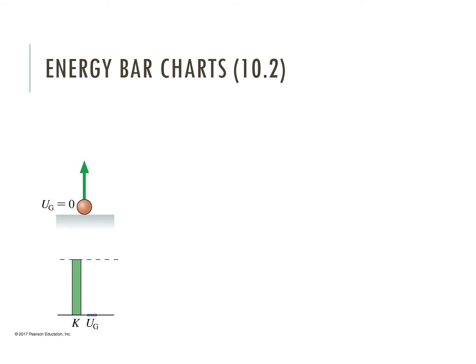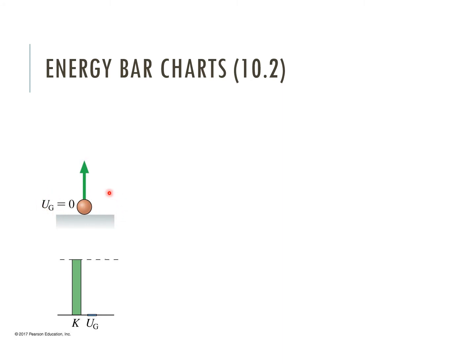Now, I don't know why this is here for energy bar charts, but it is. We're going to talk about it very briefly today, and again once we have the complete conservation of energy idea together. Basically, an energy bar chart looks at the types of energy that we have within our system. In this case, we're dealing with a moving ball, so we're going to have kinetic energy, and because we're on Earth, some gravitational potential energy.